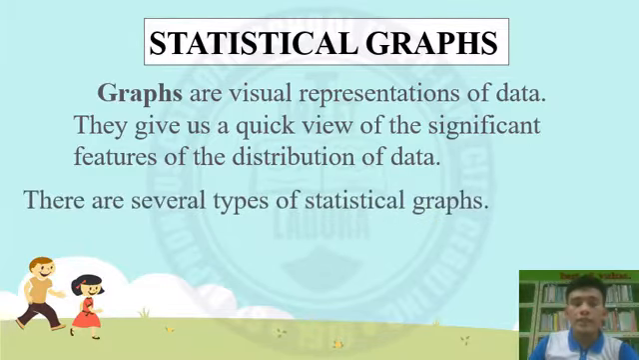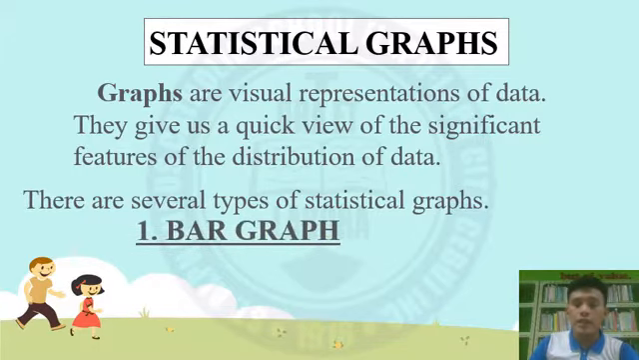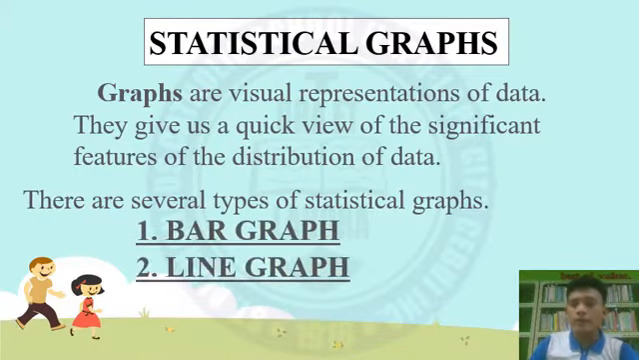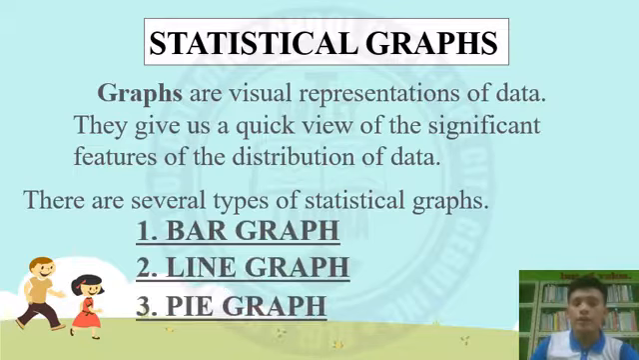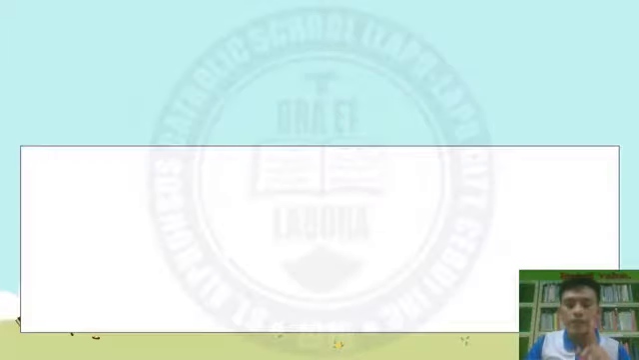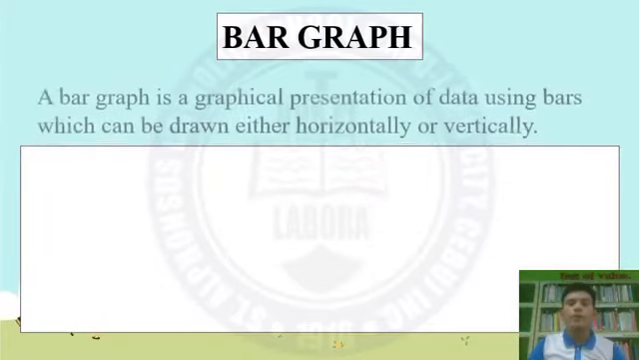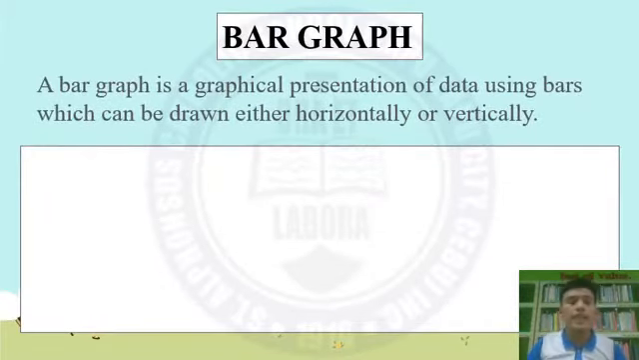There are several types of statistical graphs. First one, that is bar graph. Second, line graph. Third, pie graph. We will discuss each graph. That will be the bar graph. When we say bar graph, it's a graphical presentation of data using bars, which can be drawn either horizontally or vertically.